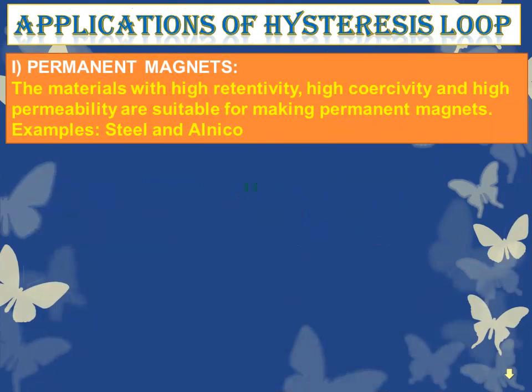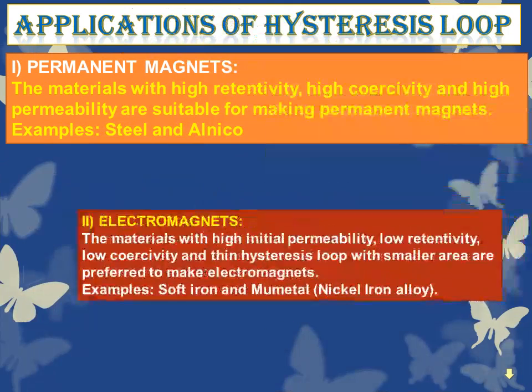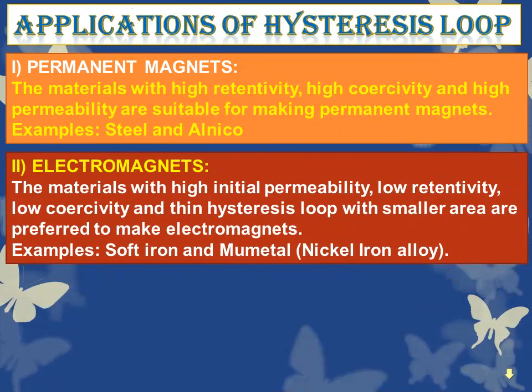Permanent magnet. The materials with high retentivity, high coercivity and high permeability are suitable for making permanent magnets. That means the examples are steel and alnico. Second one, electromagnets. The materials with high initial permeability, low retentivity, low coercivity and thin hysteresis loop with smaller area are preferred to make electromagnets.